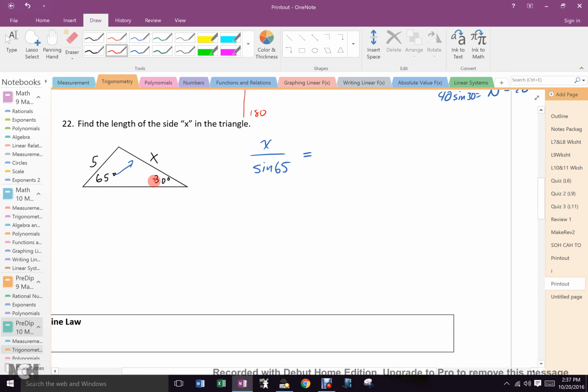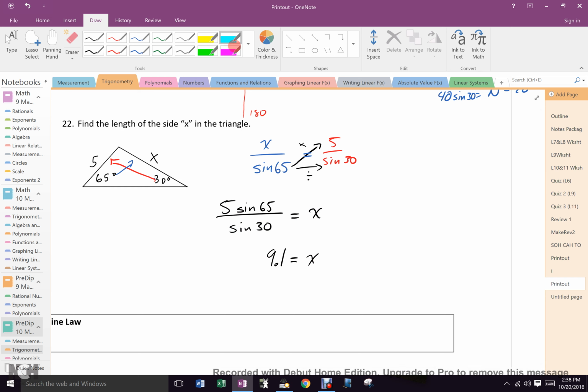Equal, and here's my other one, 5 over sine 30. Now, there's my pair. So I multiply there and I divide there. 5 sine 65 divided by sine 30 equals x. I don't remember what it is exactly, but I think it was something like 9-ish. I remember somebody saying 9.06 or something. So I'm going to trust that it's 9.1. But like I say, this is the work.